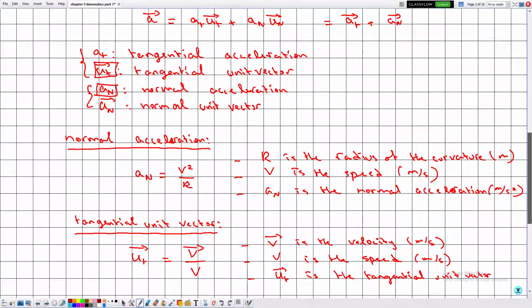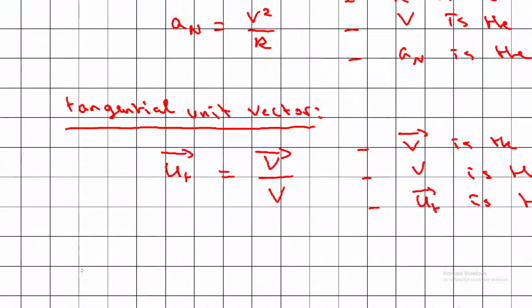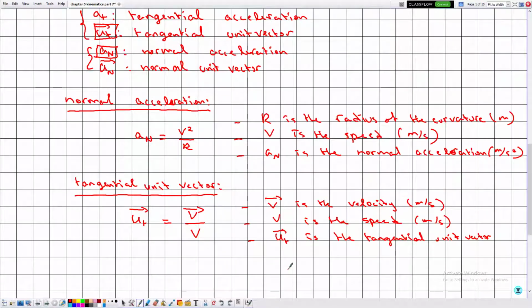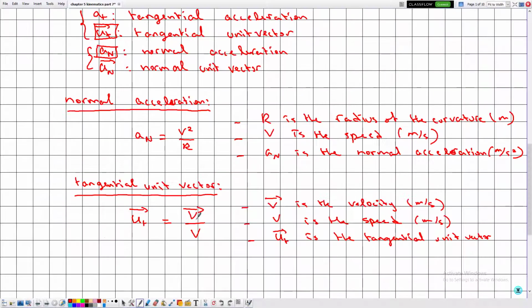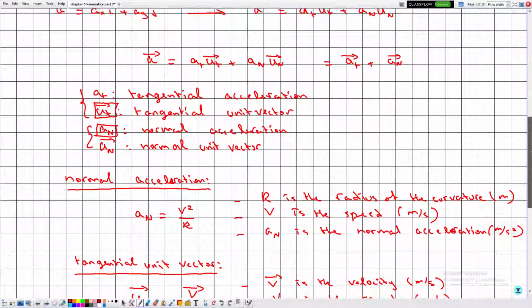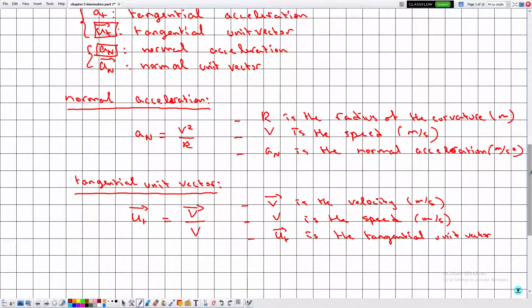Here let me note that the tangential unit vector has no units. All unit vectors have no units, in a sense. The unit of i is equal to 1, no unit. The unit of j is equal to 1, no unit. The unit of ut is equal to 1, and the unit of un is equal to 1, which means no unit. Now I notice that in this equality we have a vector on the left and a vector on the right, so this is a vectorial relation. So the first formula that we should memorize is this, and the second one is this.